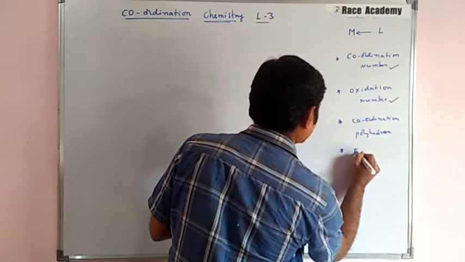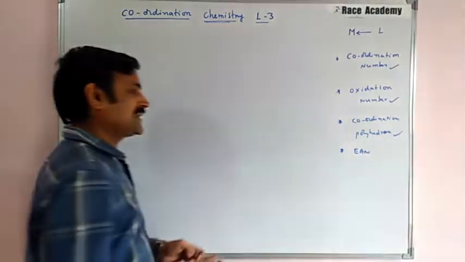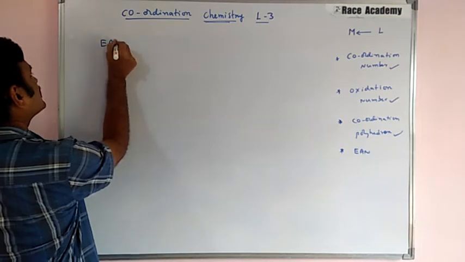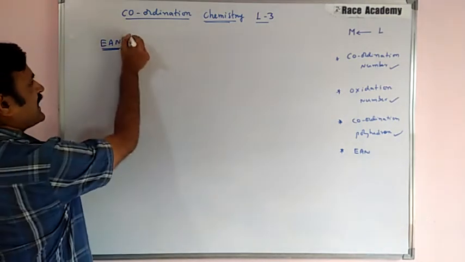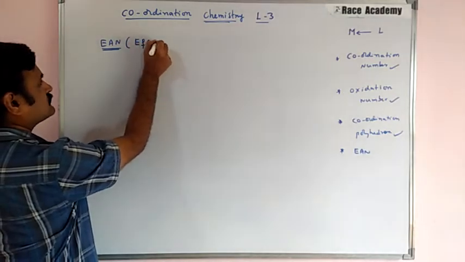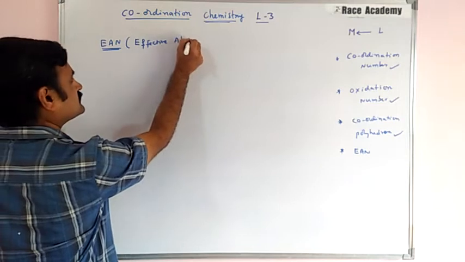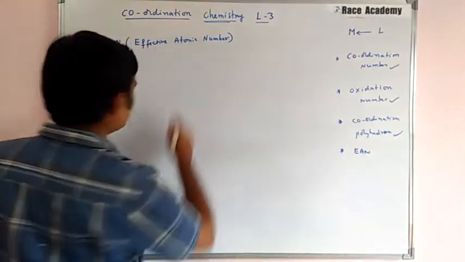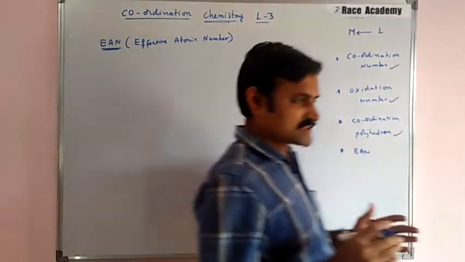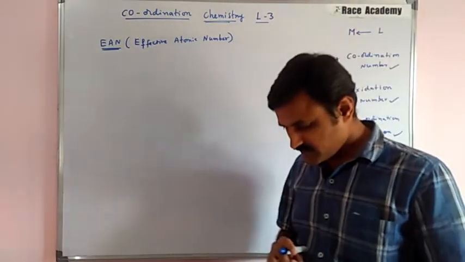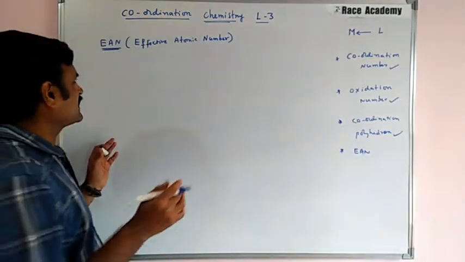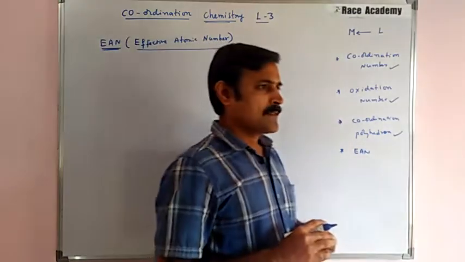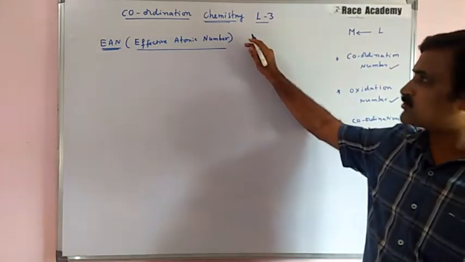What I have told is, the next one after coordination polyhedron is E.A.N. The most important point in the discussion of coordination complexes and central metals is E.A.N. E.A.N stands for effective atomic number. This is a theory introduced by Sidgwick, and it speaks about the stability of complex compounds, which is also noticed because of this E.A.N.